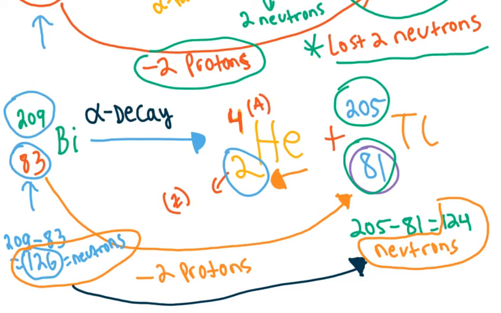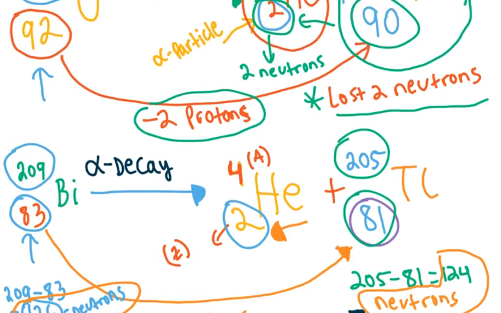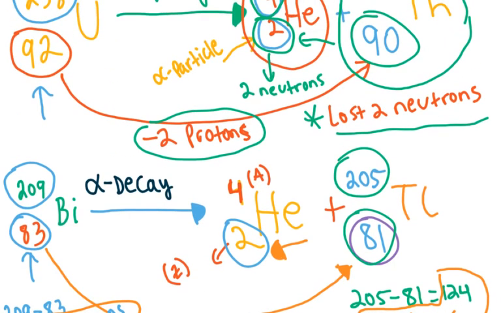So that's the basic idea of alpha decay. We're emitting an alpha particle, also known as a helium-4 particle. And that's going to result in the nucleus of that atom that's undergoing radioactive decay, or alpha decay in this case, to become more stable. And that's it. That's what alpha decay is.